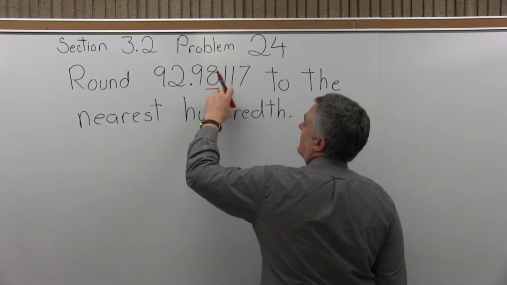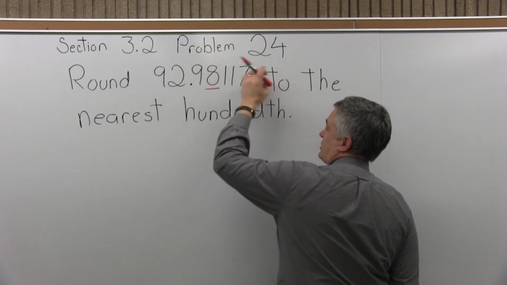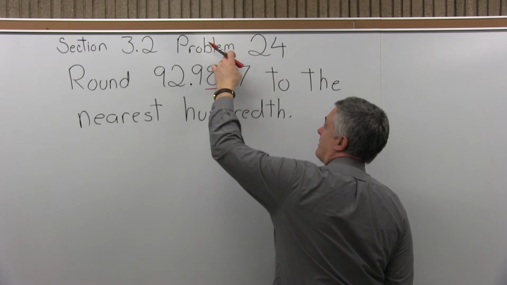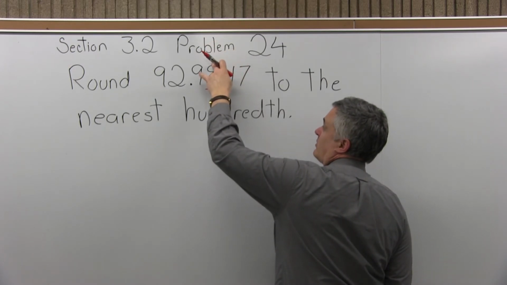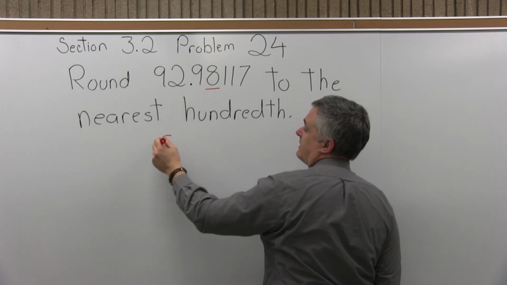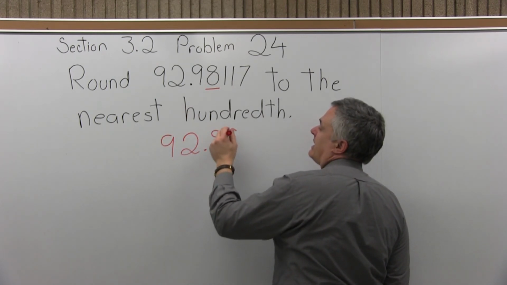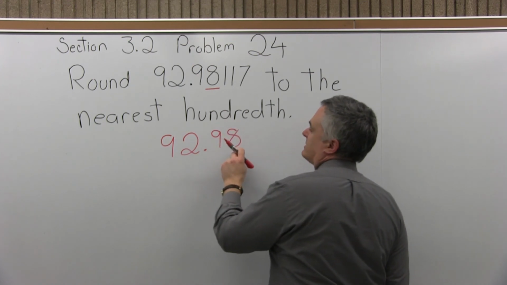So if you have 0, 1, 2, 3, 4, you're just going to chop these digits off, which is what we had. If it were bigger, 5, 6, 7, 8, 9, the 8 would bump up to a 9. But that's not the case. The digit to the right is not big enough. So it would stay 92.98. That's rounded to the nearest hundredth.